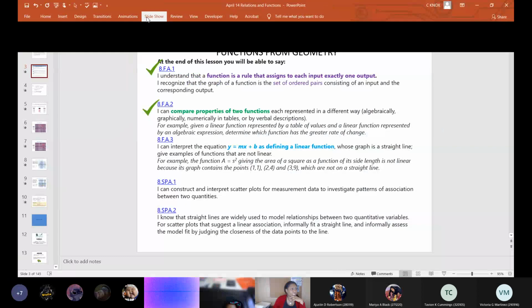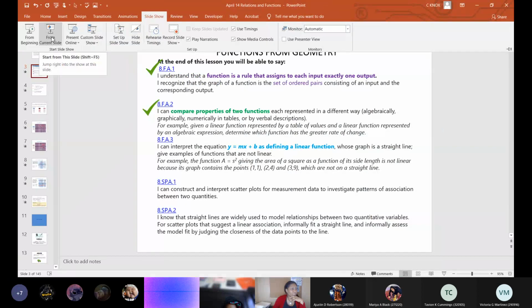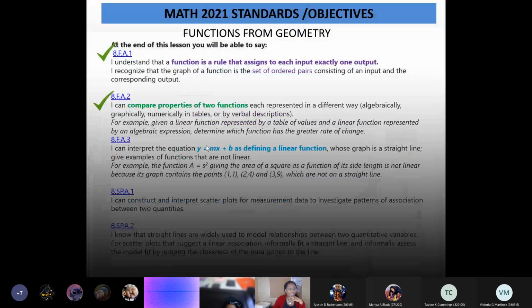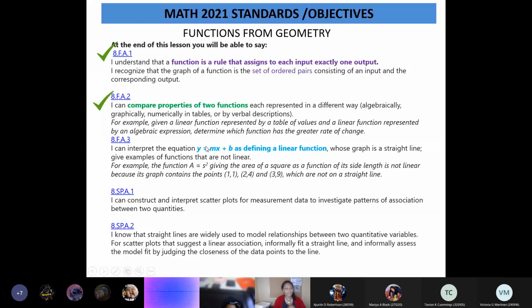Okay, so I'm going to start this slideshow, and we are going over stuff that we have done since last Friday. You should have most of this in your notes, but we're going to go over something new today. I'm going to go kind of fast, so please pay attention. My expectation is that you're taking notes. Everything that I'm going over today is on scatterplots and a quick review on functions and how to tell whether something is a function.